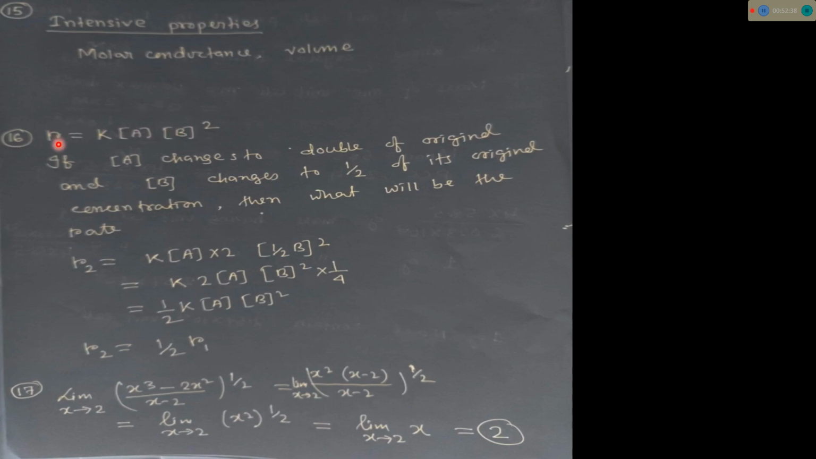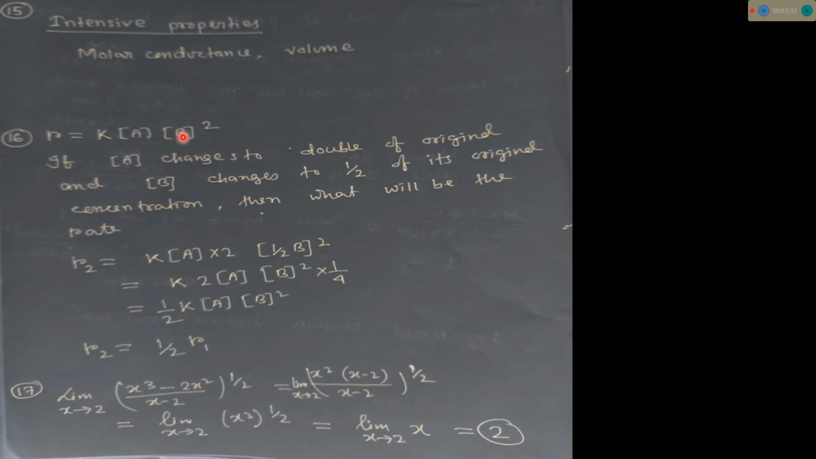So we can write the rate equation like that, R equal to K A into B square. Since ये पूछा गया था क्वेश्चन में, the reaction is first order with respect to A and second order with respect to B. Now if we change the concentration of A to double means 2A, and if we change the concentration of B to half of the original, means we just double the concentration of A and we just reduce to half the concentration of B.